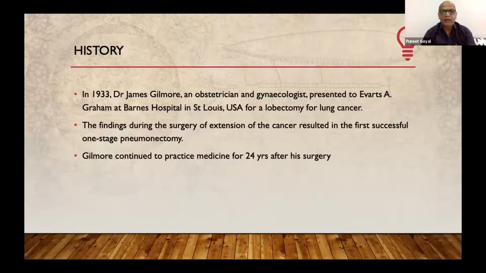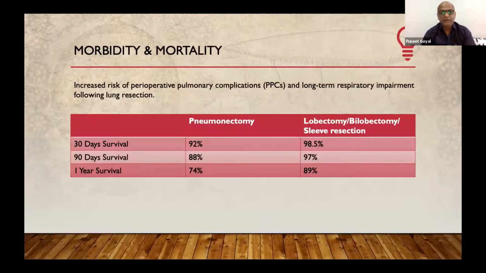In 1933, the first pneumonectomy was performed on an obstetrician and gynecologist. He was a doctor and he presented for a lobectomy for lung cancer. But the findings during the surgery were such that the extent of the surgery was increased and he landed into pneumonectomy. But the good thing was that Dr. Gilmore continued to practice medicine for 24 years after this surgery. So that was the first thing.